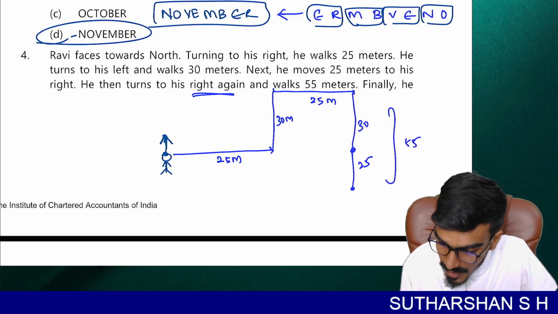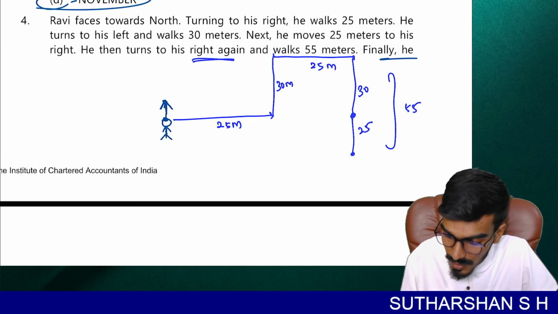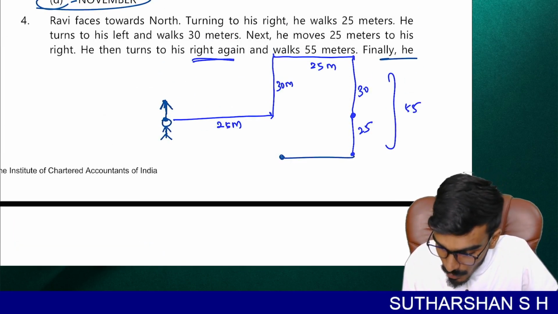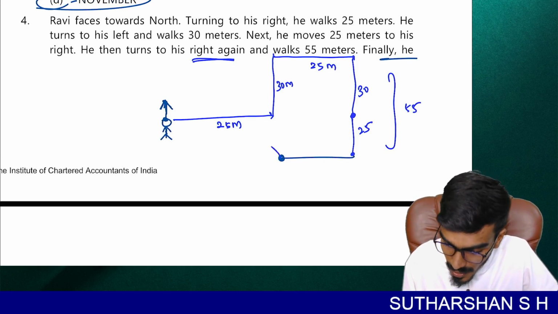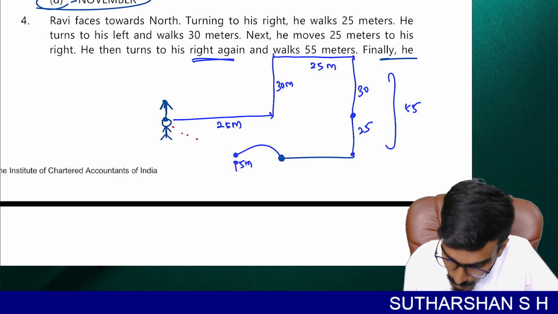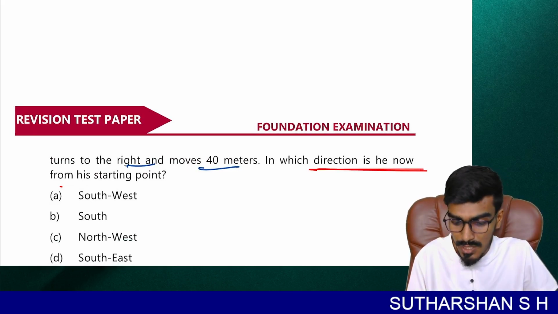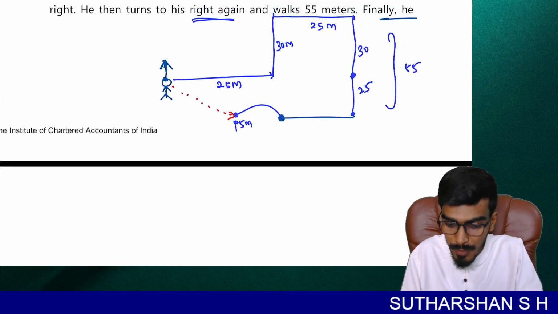Now what they said, finally he turns right and moves 40 meters. First 25 meters I need to cover, and then I need to cover 15 meters. So 15 meters I will cover. So now see, from which position is he from the starting point? That's the question. In which direction is he now from the starting point? From the starting point you need to see.